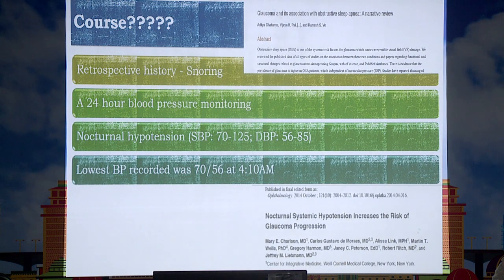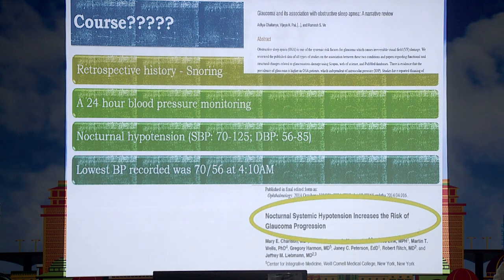And what we found was that the lowest blood pressure recorded for that lady was around 4 o'clock in the morning, and it was 70 over 56 millimeters of mercury. Then we had a discussion with her physician, and the medication was changed accordingly. She was on a beta blocker, which was shifted to a calcium channel blocker.